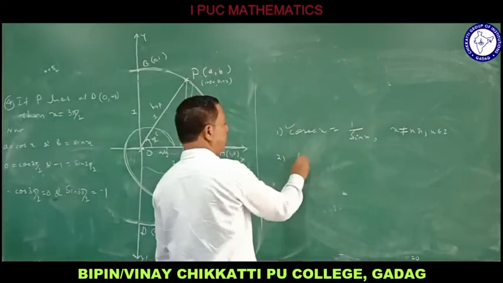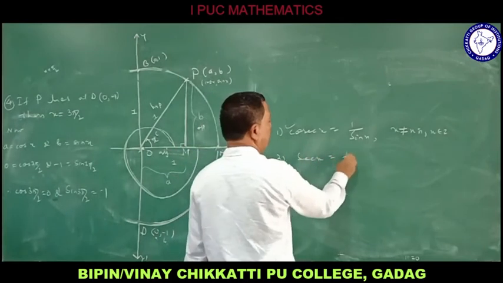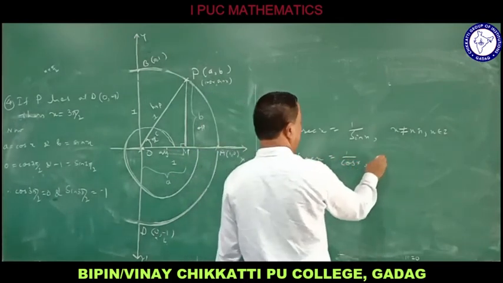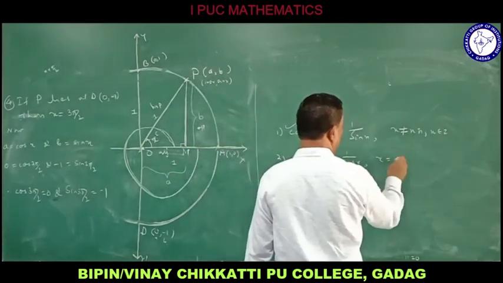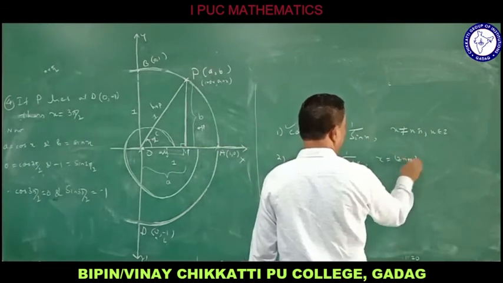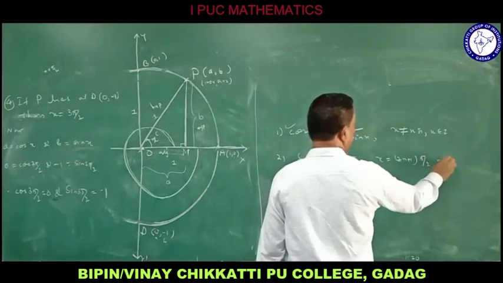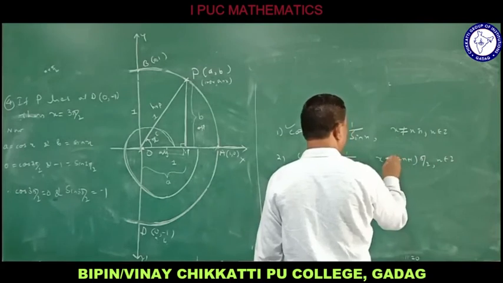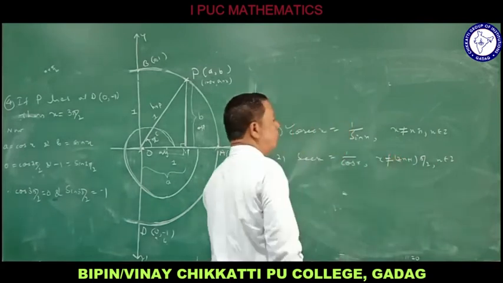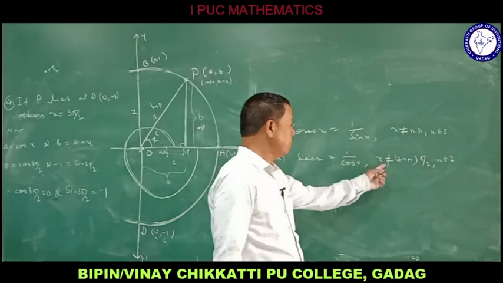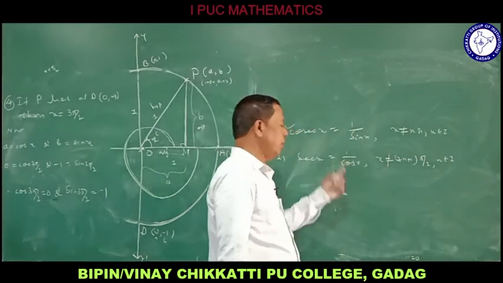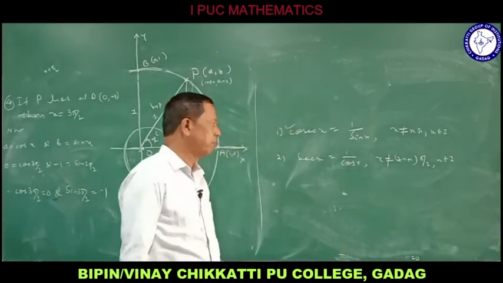Similarly, if I go for sec x is equal to 1 upon cos x, then cos x should not be an odd multiple of pi by 2. This we have already discussed, and x is not equal to (2n plus 1) pi by 2. If it is, then cos x is 0 and 1 upon cos 0 is not defined.